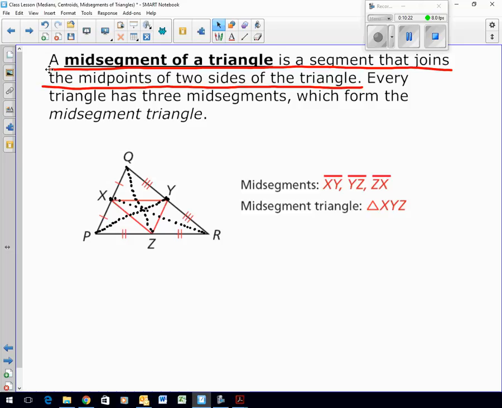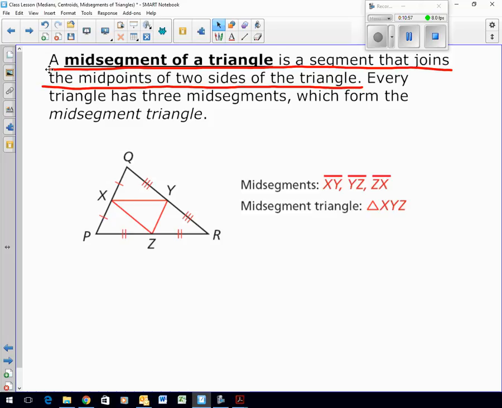The median intersects, and what do we call that word? Starts with a C. The point of concurrency is called the centroid. Okay, centroid. Just put that one down. Now, though, this is no longer going from midpoint to opposite angle. Now we're going from midpoint to opposite midpoint. Midpoint to midpoint. Those are called mid-segments.